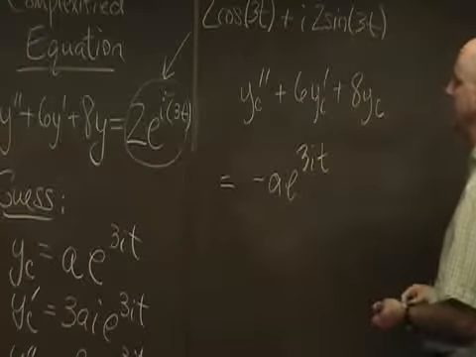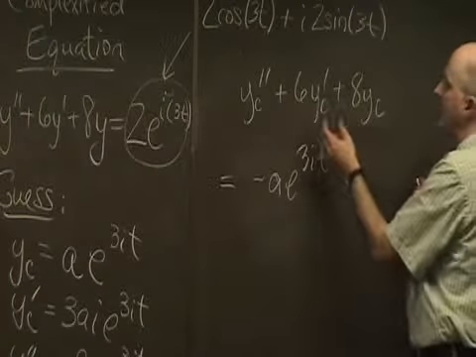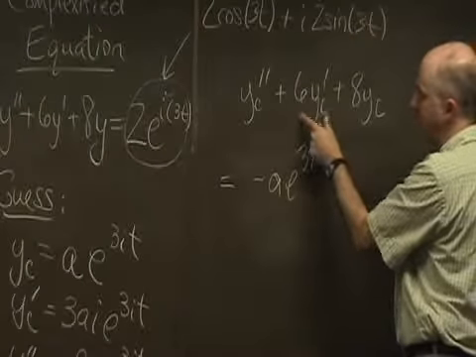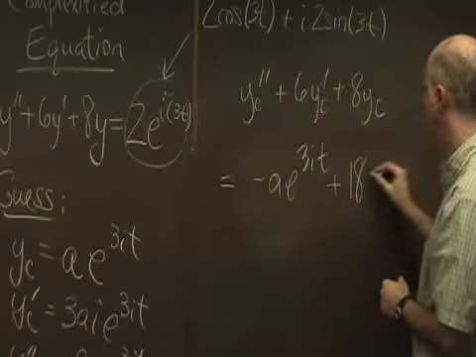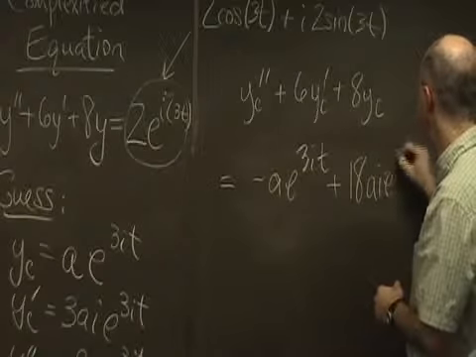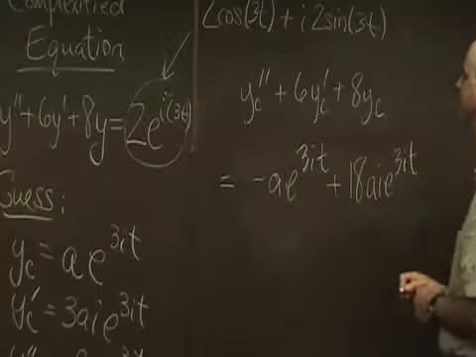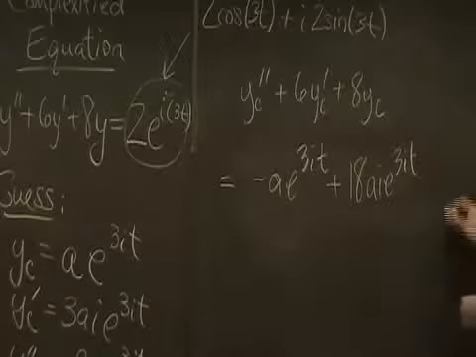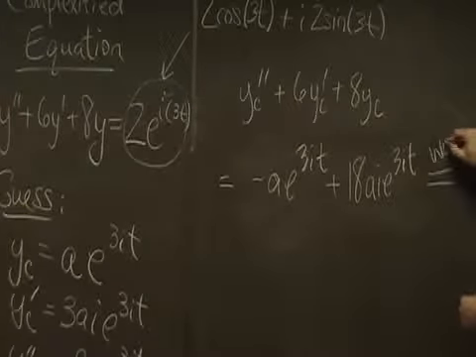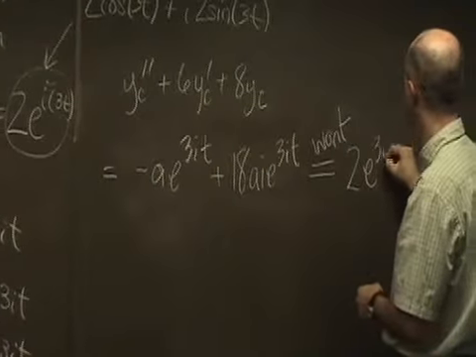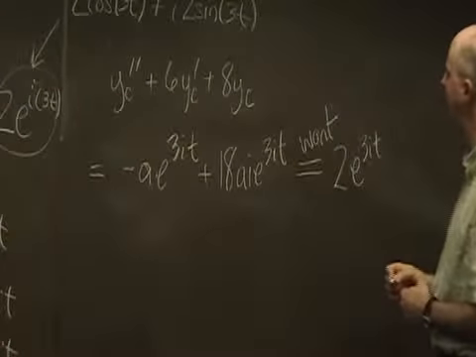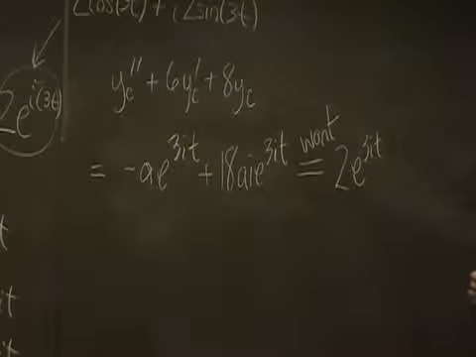Negative a e to the 3it. The part that involves an i will be from the first derivative term. There will be a plus 18ai e to the 3it. Ultimately, we want to set that equal to 2e to the 3it. That was our original right-hand side of this complexified equation.